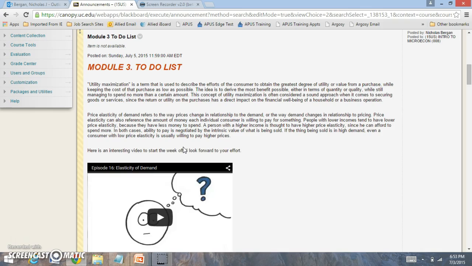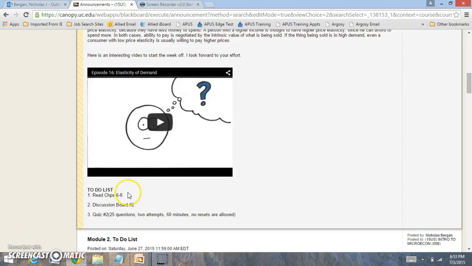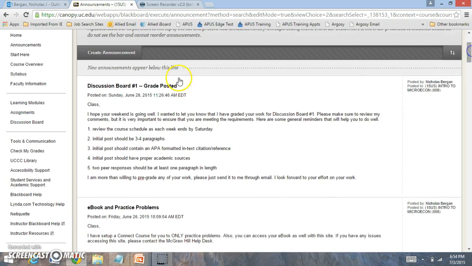In Module 3 we're going to be focused on the role of utility and the price elasticity of demand. When we look at Module 3 you'll notice that we're going to be looking at how consumers make decisions, and that's the key component to this week, the role of consumers in decision making. So for this week you're going to be reading chapters 6 through 8. You're going to be focused on discussion board number 2, and you have quiz number 2. With quiz number 2, you have 25 questions, 2 attempts, and 60 minutes to complete it.